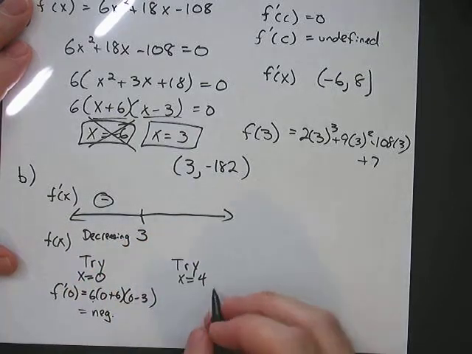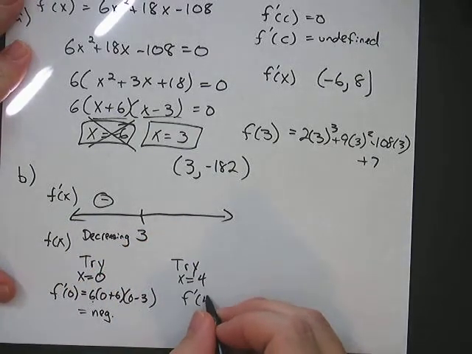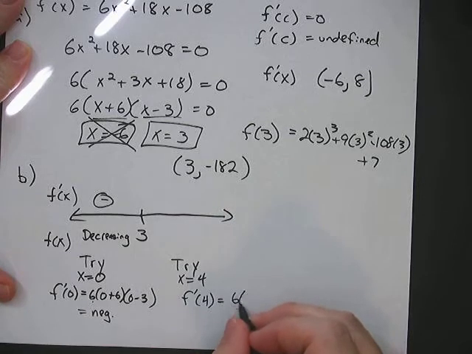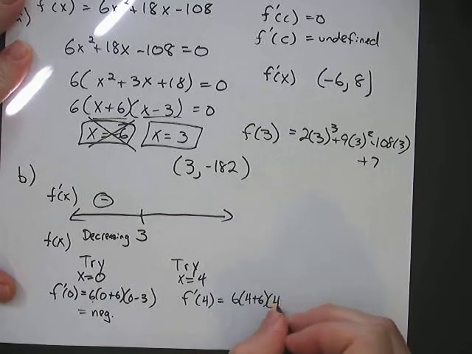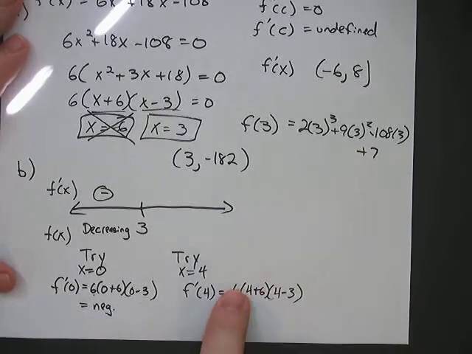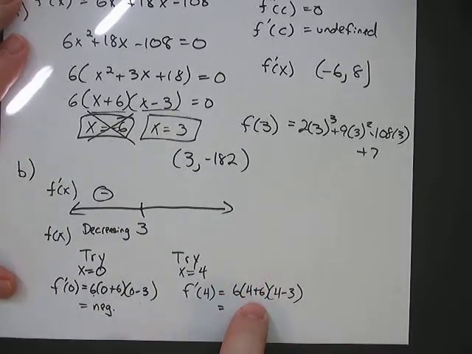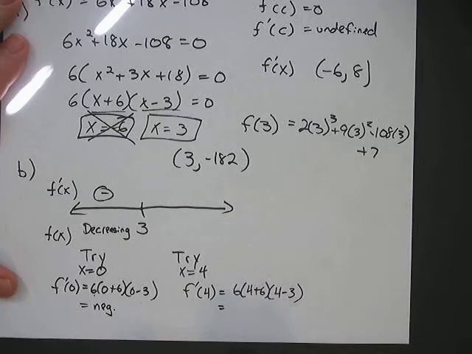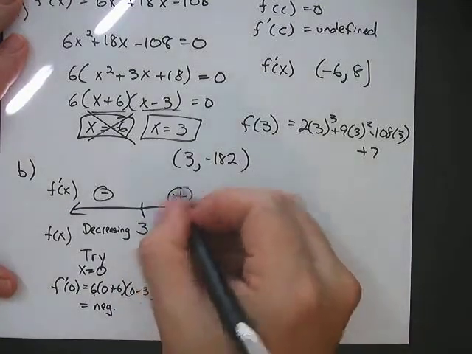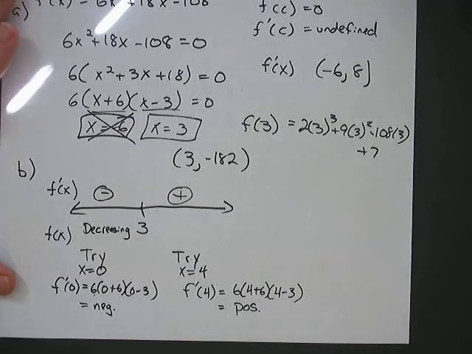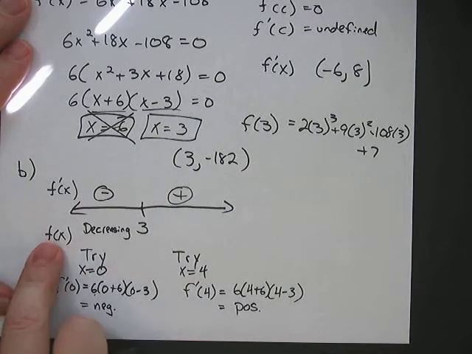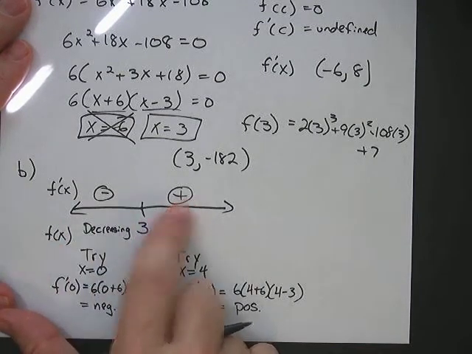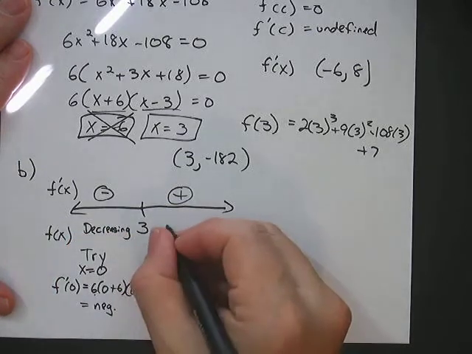Okay, now let's try x equals 4. So f prime of 4 is equal to 6 times 4 plus 6 times 4 minus 3. And again, we don't care about the actual answer. We only care if it's positive or negative. Positive for the 6. This would be a 10, so that's positive. This would be a 1, so that's positive. So it's positive, positive, positive, which means it's positive. Okay, so f prime of x is positive, which means the function itself, the slope, is positive. It's going up. Okay, so this is increasing.